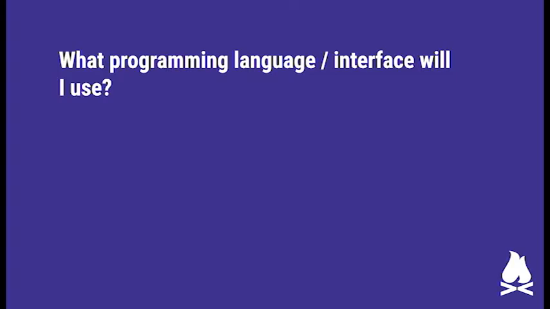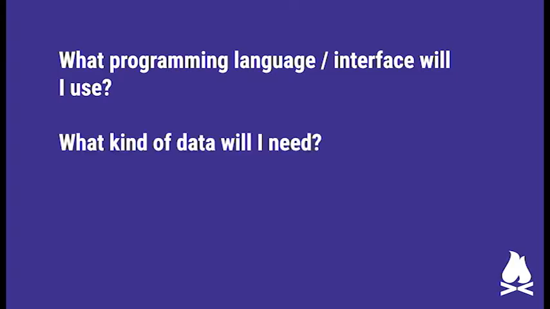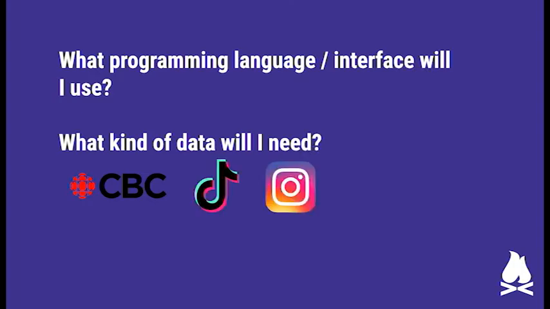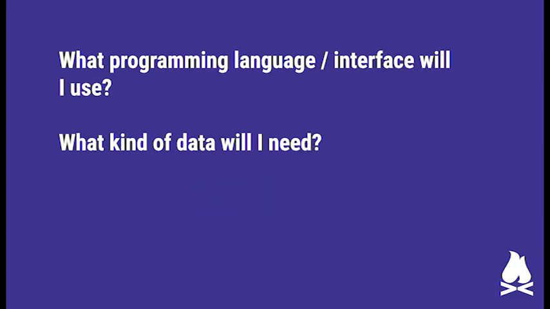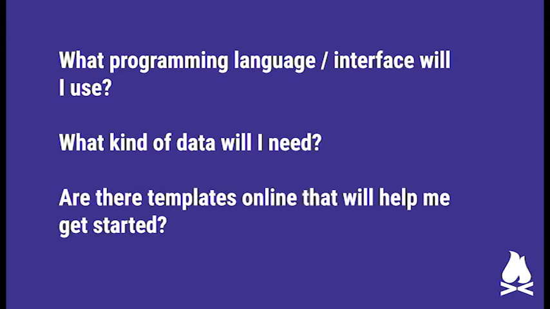Once you have the end goal in mind, the next question to ask yourself is, what resources are you going to use for this project? Some questions that you can ask yourself are, what programming languages or interfaces am I going to use? What kind of data am I going to use? For example, am I going to analyze news data sets, social media data sets? Another question you can ask yourself is, are there any templates online that can help you? For example, if you're building a website. There are a lot of online resources out there. We've gone ahead and shared a couple of useful links in the video description below, so make sure to check that out as well.